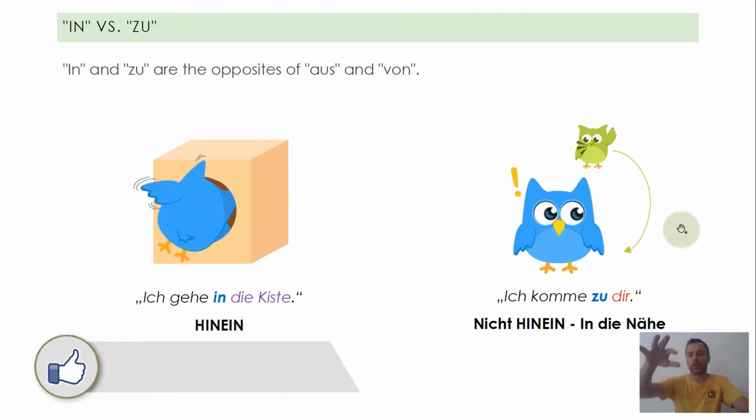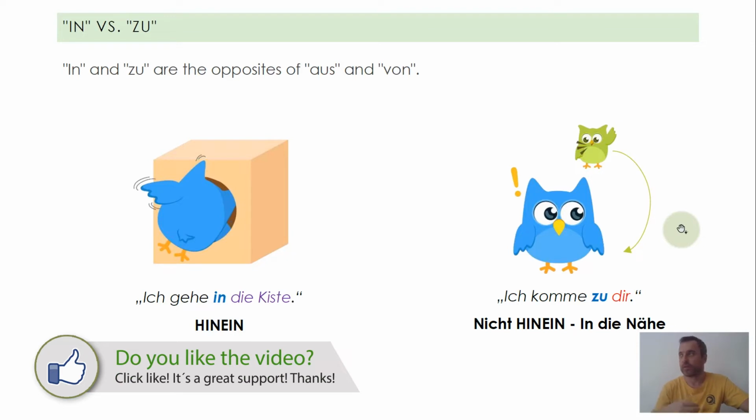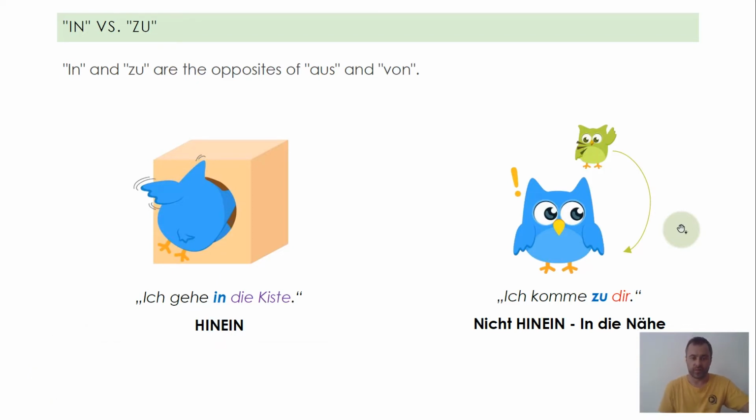That means close, but not inside of me. So you're not coming to inside me. That's not possible. But it's possible to go inside a box. It's possible to go inside a building. So that's the opposite of aus and von.